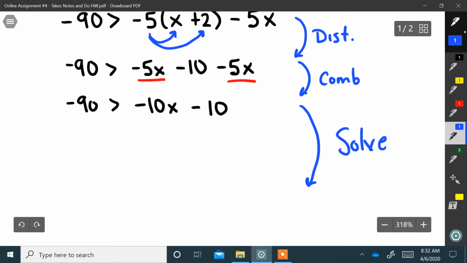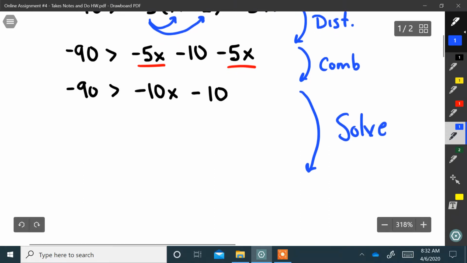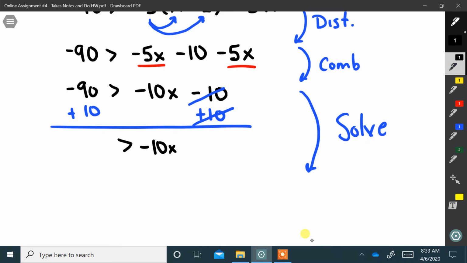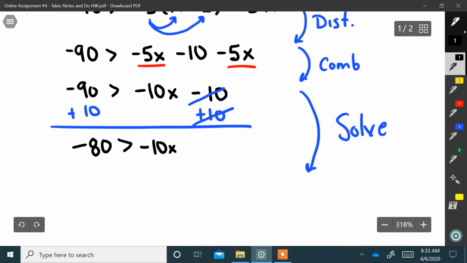And by solve, I want to have the x be on one side. All right, so we can add 10 on both sides. And why do I do that? So that this and this cancel out. Bring down the -10x. Okay, so -90 plus 10, negativo 90 más 10, that's going to be -80, negativo 80. You're going to divide, vas a dividir entre negativo 10, divide by -10.